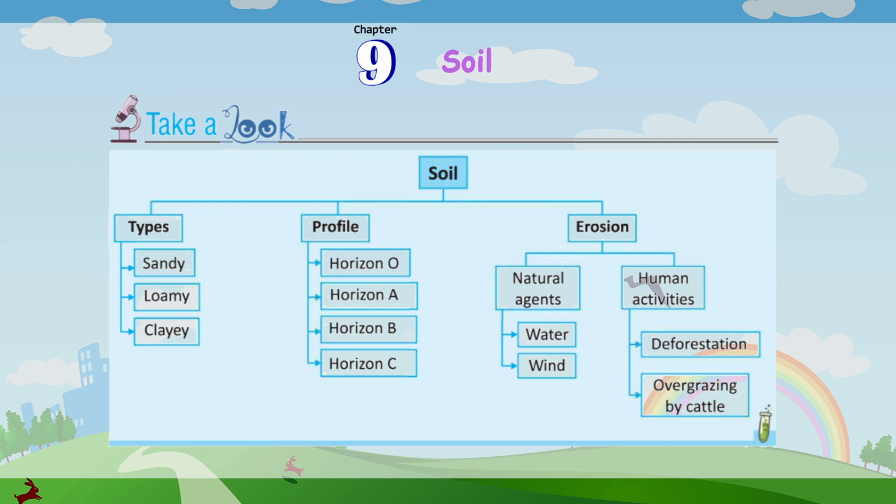Soil. Types: sandy, loamy, clayey. Profile: horizon O, horizon A, horizon B, horizon C. Erosion: natural agents, water, wind. Human activities: deforestation, overgrazing by cattle.